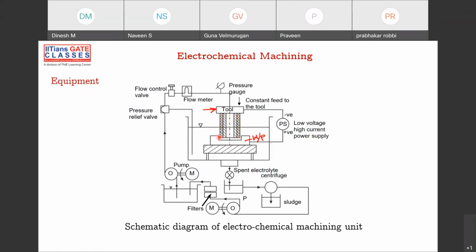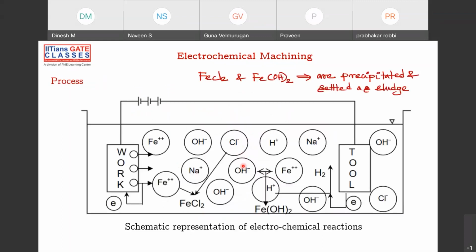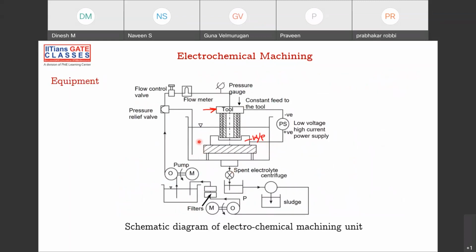Also you see this tool has a certain shape, and that kind of indentation is formed on the workpiece, and this complete setup is under electrolyte. As we have seen in the previous slide, some reactions are happening, and a precipitate is formed, and that precipitate is mixed into the electrolyte. You want fresh electrolyte every time. You don't want your electrolyte to be polluted, right? So you take that electrolyte into a centrifuge, you flush it, and then it goes into a processor here, the centrifuge.